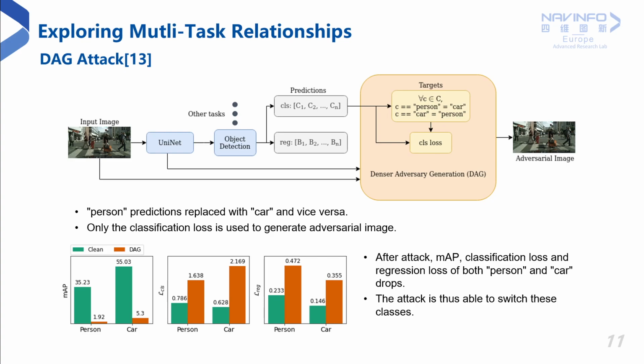The plots show the mAP, classification loss, and the regression loss of person and car class before and after attack. The mAP of both classes drops after attack. Both losses increase for both classes. Therefore, the attack is successful in fooling the model by switching the classes.